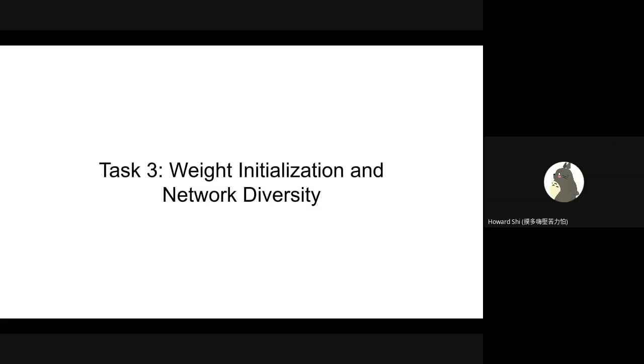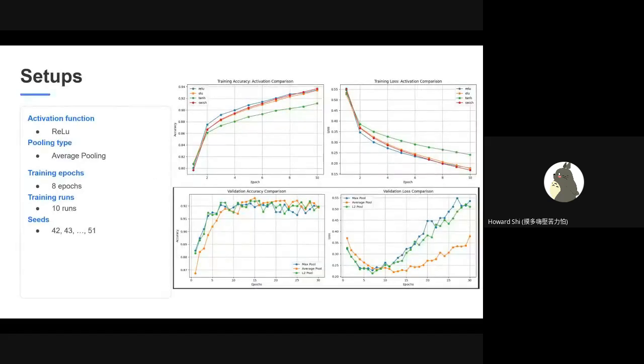Okay, it's me for test 3. Next page. According to the previous tests, ReLU and average pooling get the best performance. So in test 3, we use a fixed architecture, average pooling with ReLU activation function, with 10 rounds and 8 epochs per round on a fixed split. We also use a fixed seed list for all initialization strategies.